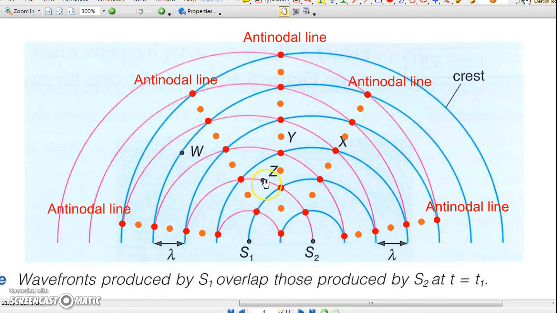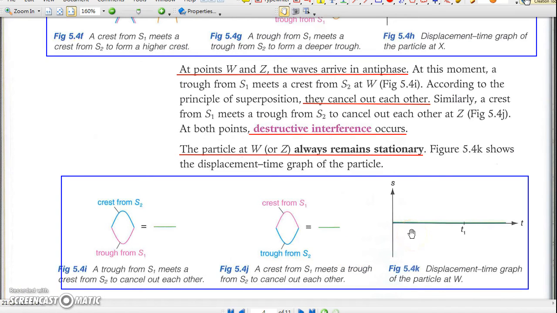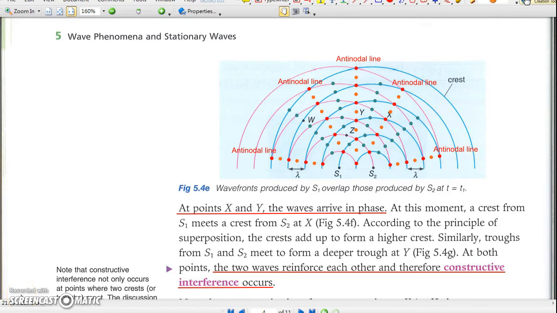Both W and Z always remain stationary without any vibration as the waves from S1 and S2 arrive in antiphase. The displacement-time graph for the particle vibration at W and Z is just a horizontal line along the time axis, as in figure 5.4k. Other points where the waves arrive in antiphase are shown, and by joining them together, we can see the lines of calm water called nodal lines, which appear as lines of uniform brightness on the screen.